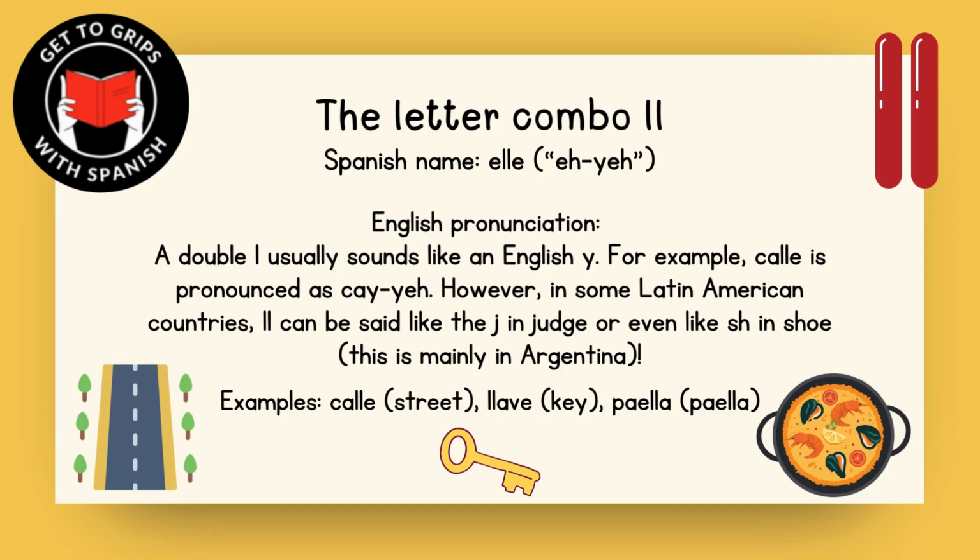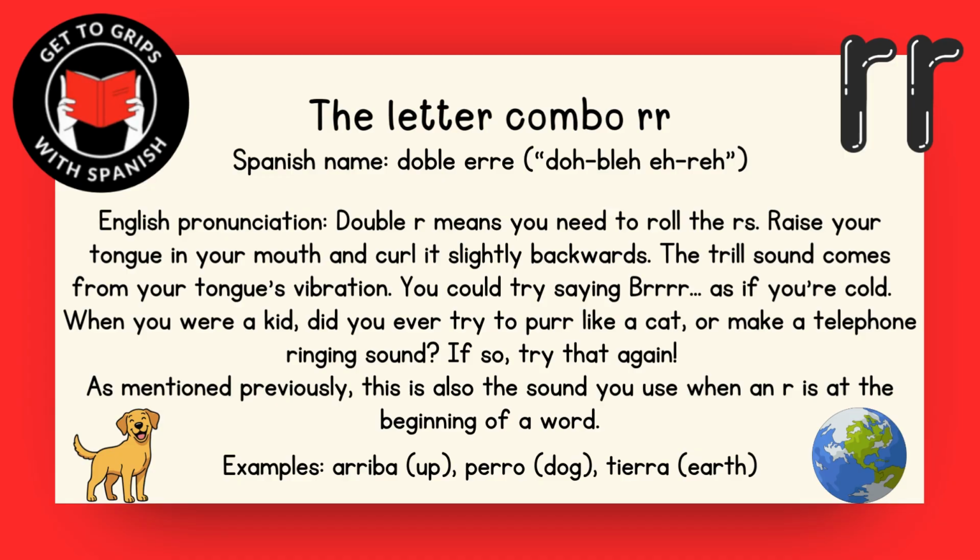The letter combo double L is called elle in Spanish. With English pronunciation, a double L usually sounds like an English Y. For example, the word spelt C-A-L-L-E is pronounced as calle. However, in some Latin American countries, double L can be said like the J in judge, or even like the SH in shoe. This would be mainly in Argentina. However, here we say it like a Y. So for example, calle means street, llave means key, and paella is paella. So it's a elle.